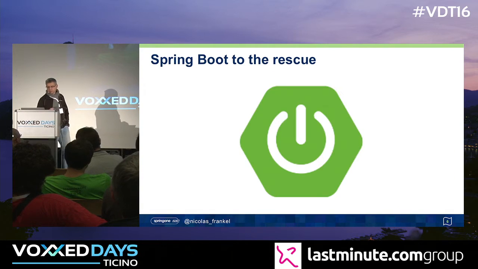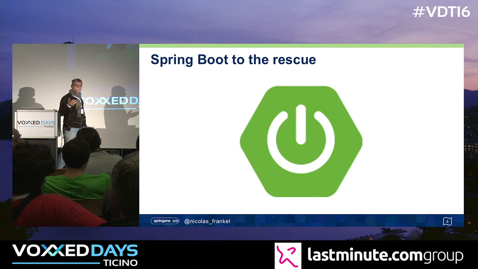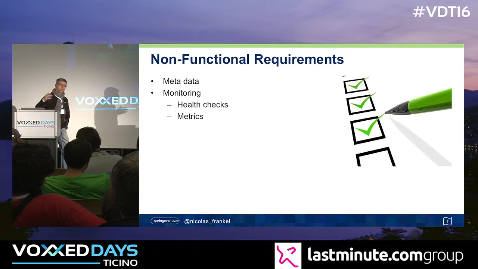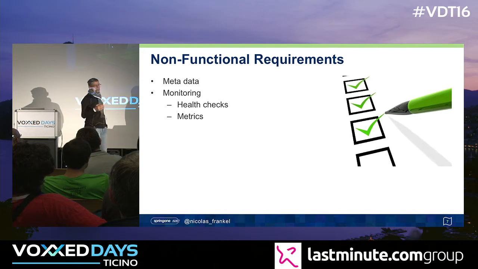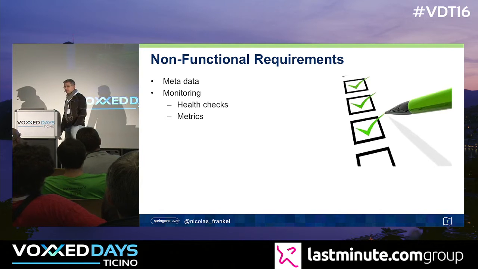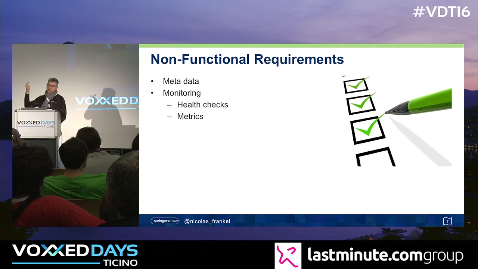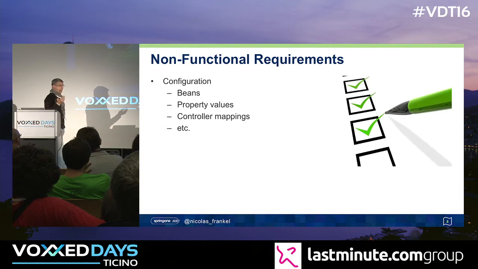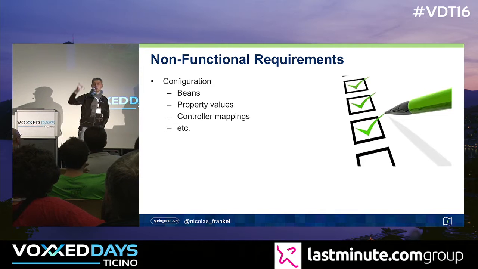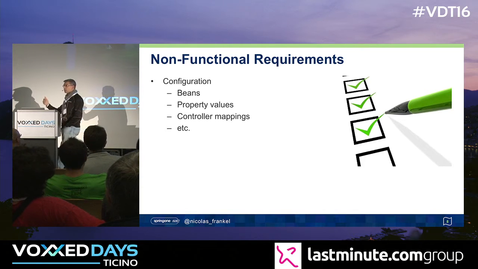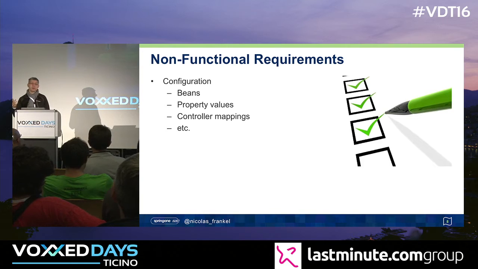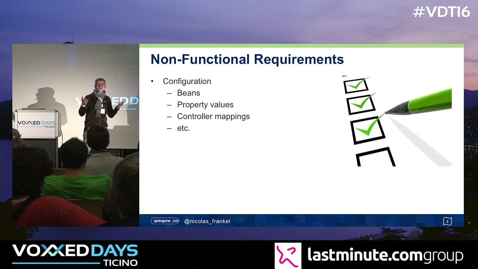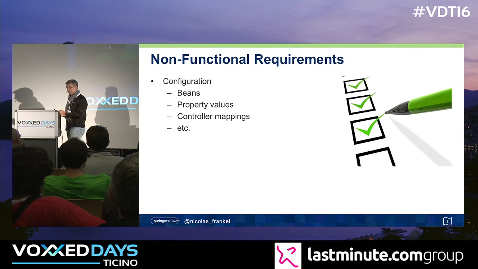And Spring Boot gives you that, really gives you that. Basically, Spring Boot, out of the box, gives you non-functional requirements like metadata, monitoring, which is health checks and metrics, but also for your Spring applications, the list of beans with their scope, the list of properties with their exact values, the mappings of the controllers that are spread all over in the annotations. And if you've got a big enough application, that can be a lifesaver.